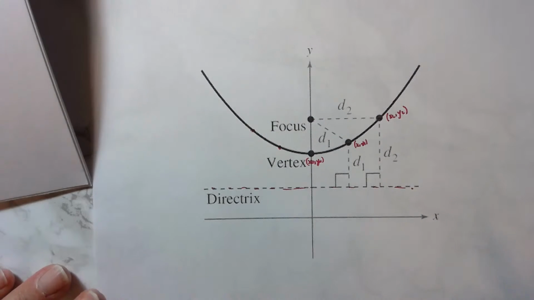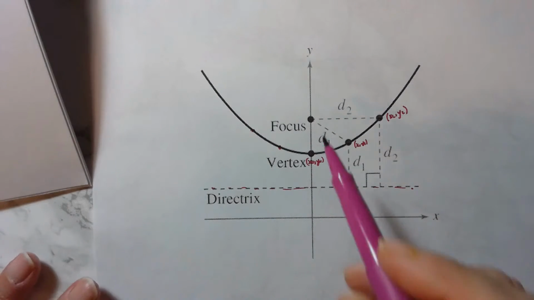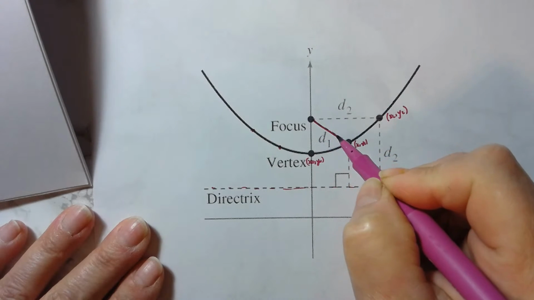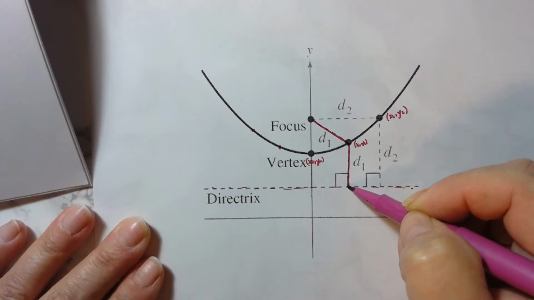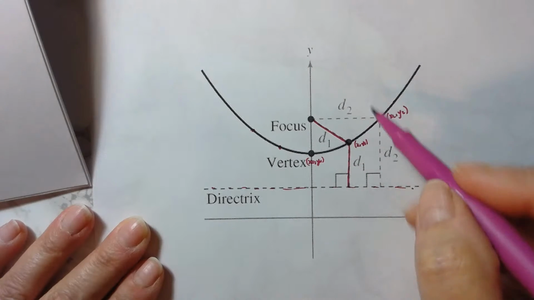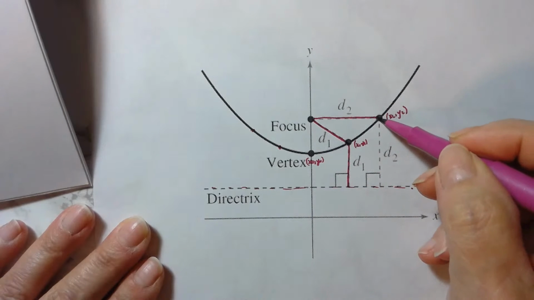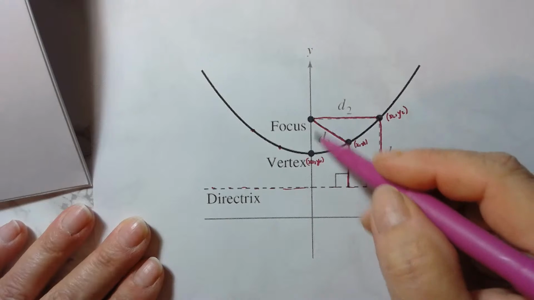And what I want you to see is that these points on the curve are equidistant from both the focus and the directrix. So the distance between the focus and this point is the same as the distance between this point and the directrix. Make sense? And the distance between the focus and this point is the same as the distance between this point and the directrix, and so forth, right? I could go on and on.